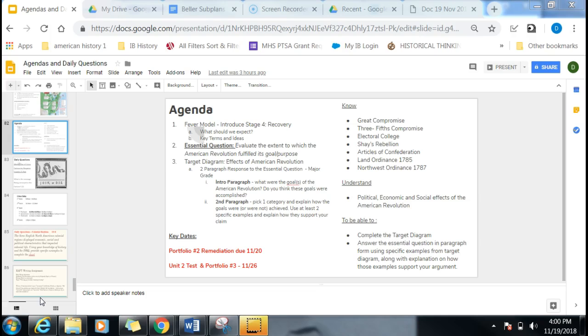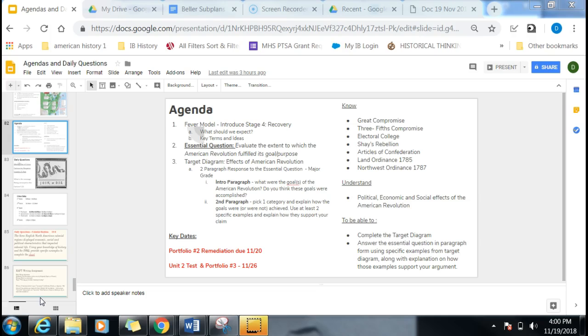The other key piece of information here is that the Unit 2 test is the day that we get back, so I believe that's November 27th. And portfolio number 3 is due the same day. So you are allowed to take home your portfolio notebooks if you need them to study and or complete any assignments.